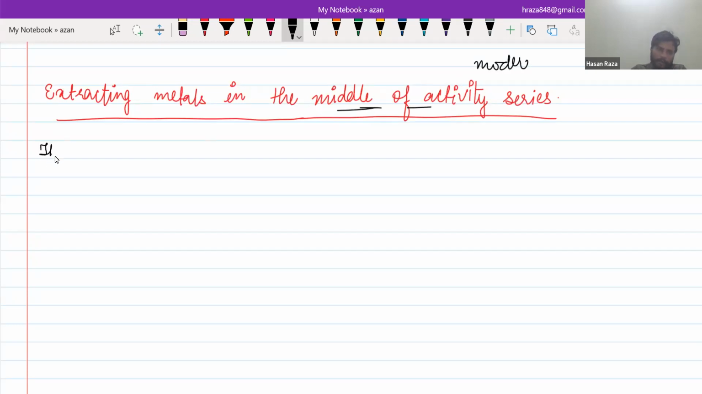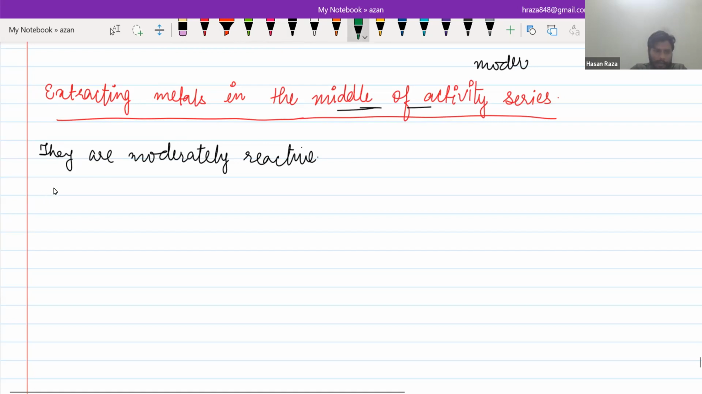So see, the middle of the activity series is basically moderately reactive. If we take examples of these moderately reactive elements, they are generally iron, zinc, lead, etc. And generally they are found as sulfides and carbonates.